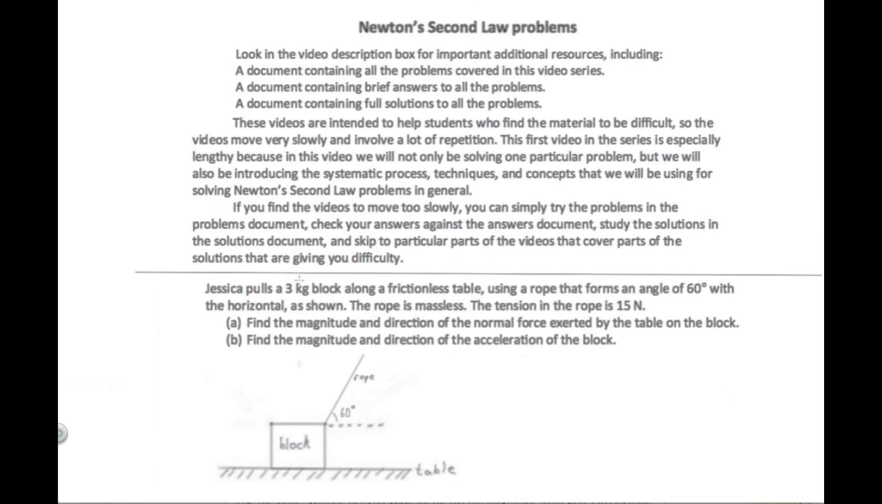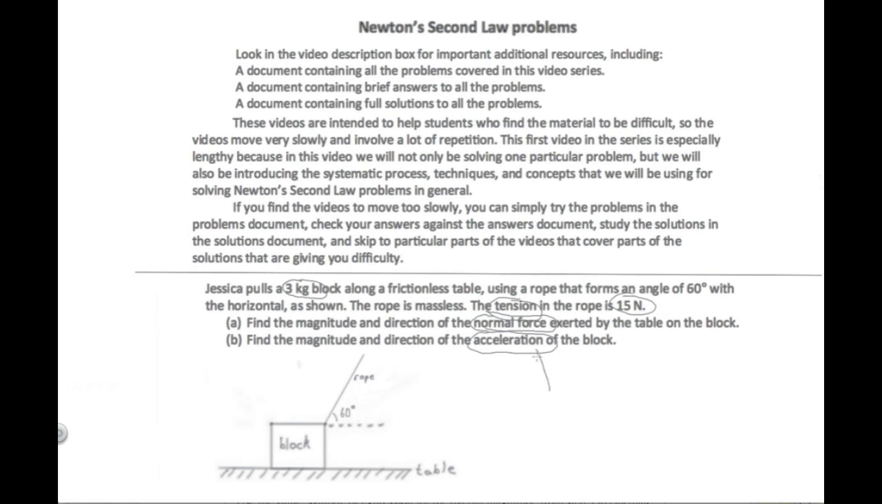This problem mentions a 3-kilogram block. That's a mass, and mass is a concept that fits into Newton's second law. The problem also mentions tension, which is a force, and force is a concept that fits into Newton's second law. This part of the problem mentions the normal force, and again, forces fit into Newton's second law. And this part of the problem mentions acceleration, which is another concept that fits into Newton's second law. So it appears we should use the Newton second law framework.